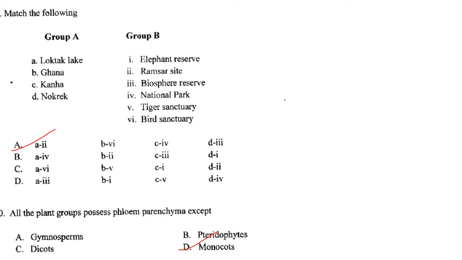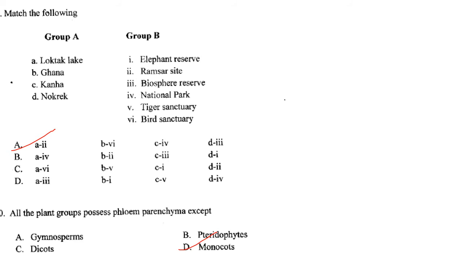Then Ghana. Ghana is a bird sanctuary. Ghana is a national park. And Nokrek, it is a biosphere reserve. So answer is option A. A2, B6, C4, D3. All the plant groups possess phloem parenchyma except.